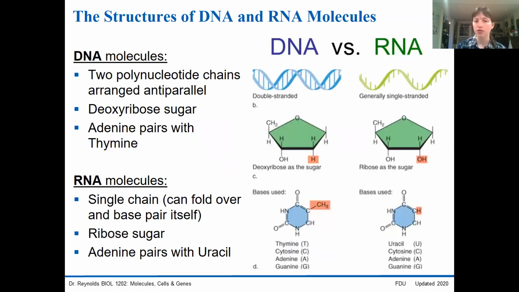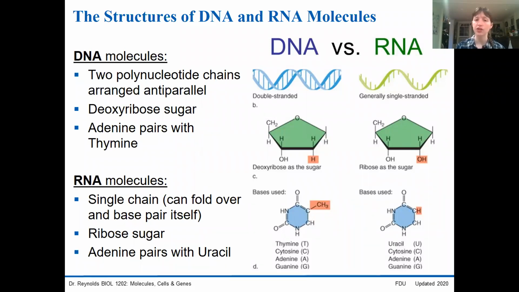So DNA molecules are going to have 2 polynucleotide chains that are arranged anti-parallel to each other. Anti-parallel means that the 5' ends are going to be running in opposite directions of each other, and the 3' ends are going to be running in opposite directions of each other. You'll see an example of this on the next slide. Deoxyribose is going to be the core sugar for each nucleotide, and then an adenine pairs with thymine when looking at that nitrogenous base pairing.